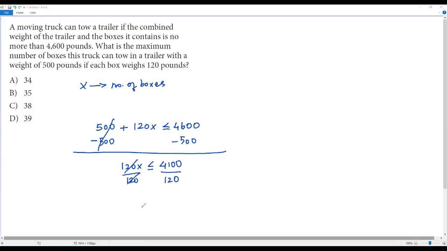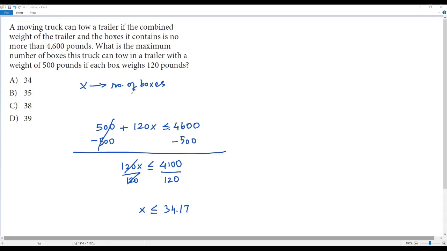This 120 will cancel out. I'm getting x less than or equal to, when I divide this 4,100 by 120, I'm getting 34.166 and it keeps going. Or we can round it to the nearest hundredth, that is 34.17. So the value of x has to be less than or equal to 34.17.